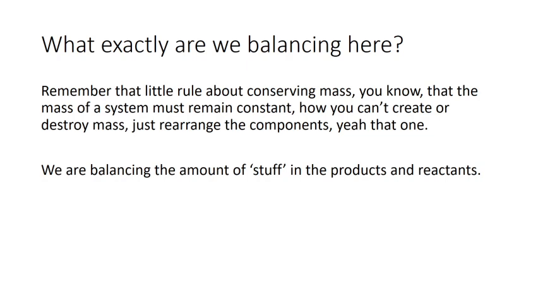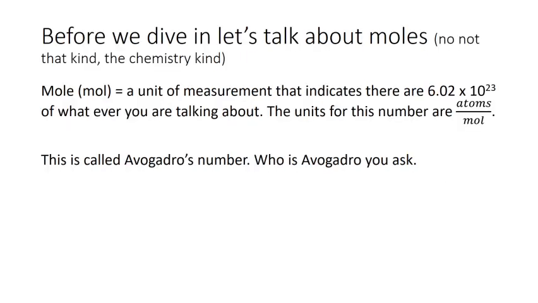So we are balancing basically the amount of stuff in the products and reactants. And when I say stuff, more specifically, we are balancing the number of moles. So a mole, and you know how chemists love their abbreviations, we're going to abbreviate mole. Yep, we're going to shorten it a whole lot by spelling it MOL.